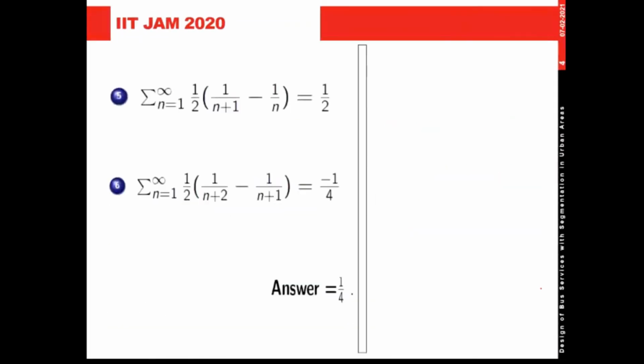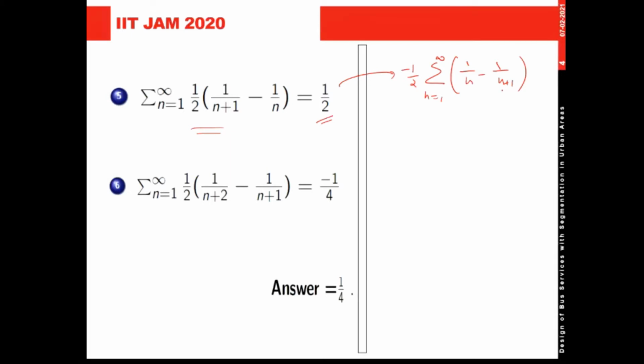So this series actually, if you solve this series, you will get sigma n equal to 1 to infinity 1 by 2 times 1 by n plus 1 minus 1 by n. This answer will be 1 by 2. So if we want to solve the minus 1 by 2, you can take it outside: n equal to 1 to infinity 1 by n minus 1 by n plus 1.